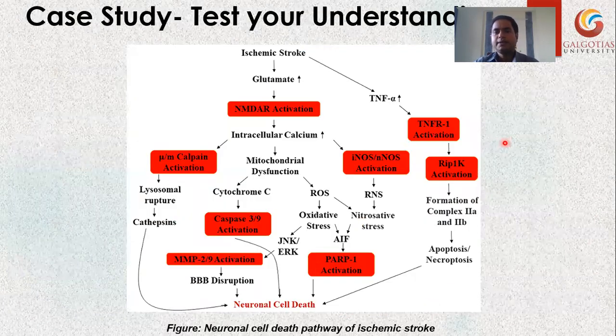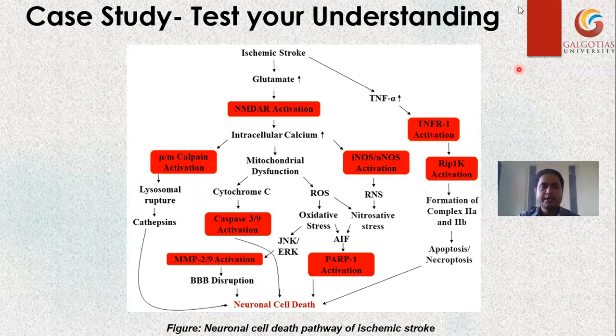So here I have provided a case study for testing your understanding. This is a pathway correlated with the neuronal cell death pathway of ischemic stroke. This is a generalized pathway in which I have drawn a possible pathway of the ischemic stroke.